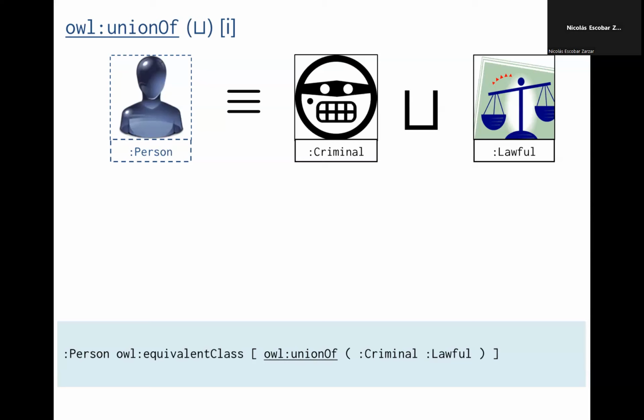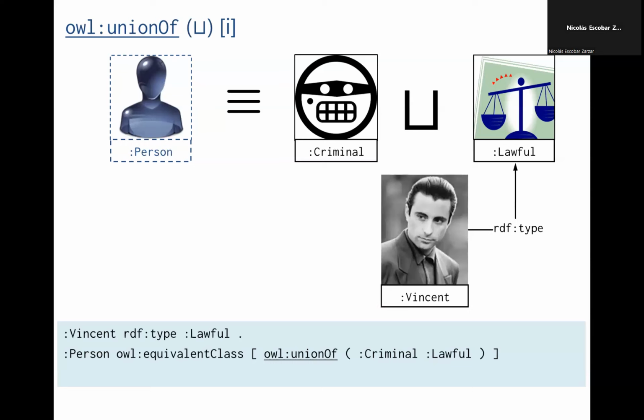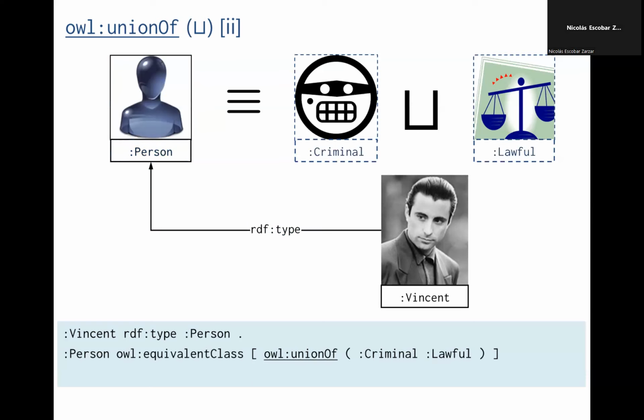So we have person subclass of criminal or lawful, criminal or lawful subclass of person, person equivalent class union of criminal and lawful here. If we say that Vincent is lawful, what can we conclude? Yeah, Vincent's a person. Okay, maybe not so interesting, but what if we say Vincent is a person? Yeah, exactly. So based on this, we have to decide Vincent must be criminal or lawful or both.